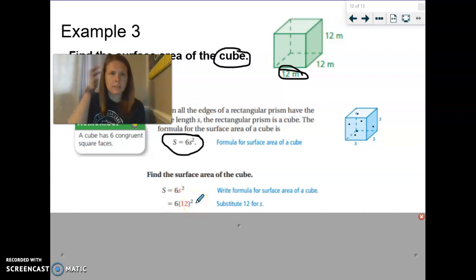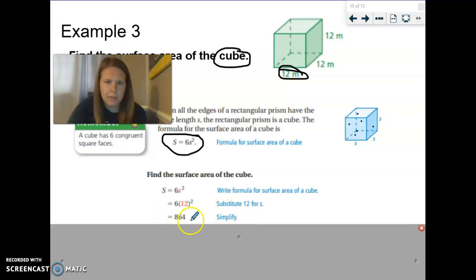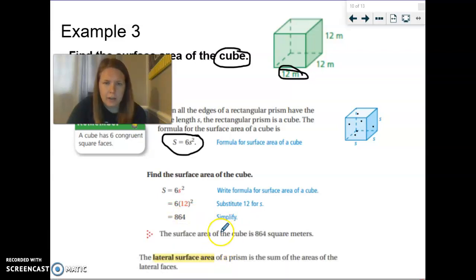Remember, when we're doing this, you need to take your squares first. Use your order of operations. So 12 squared gives me 144, and when I multiply it by 6, it looks like I get 864. Okay, so then my surface area of the cube is 864 square meters, or you could write it out like this: 864 meters squared.